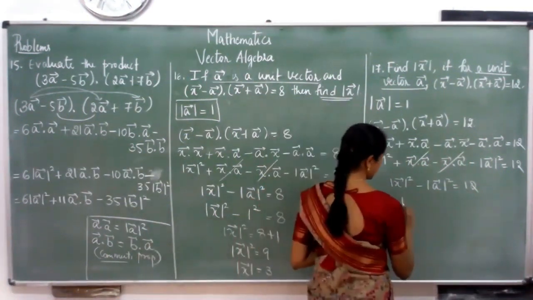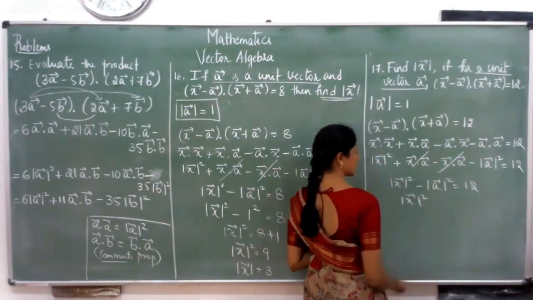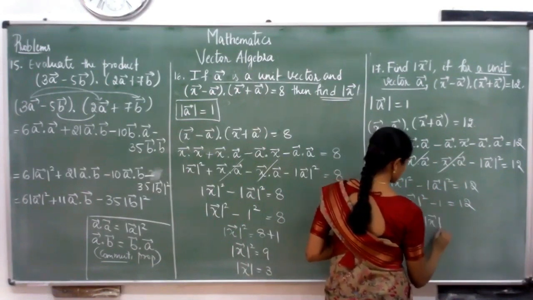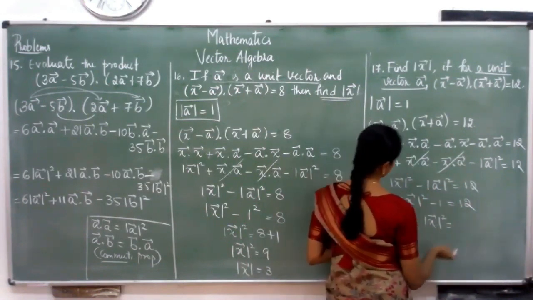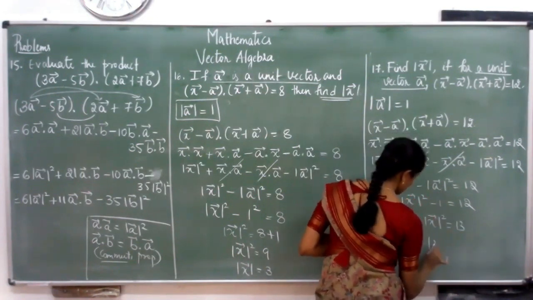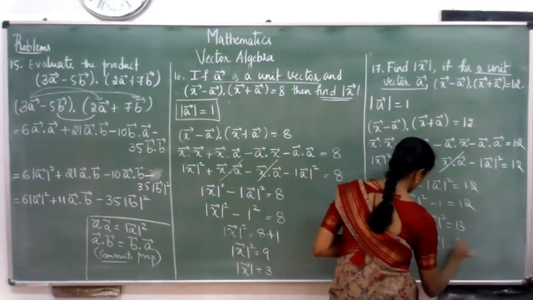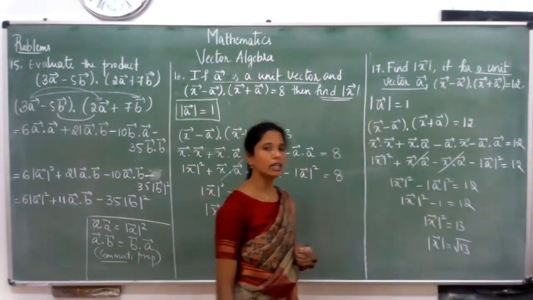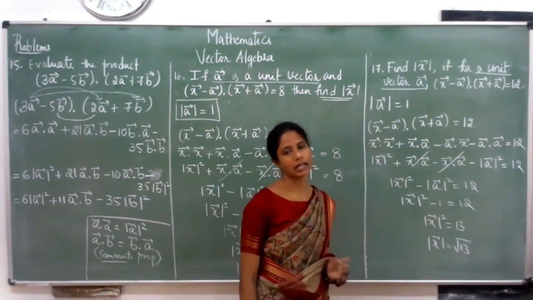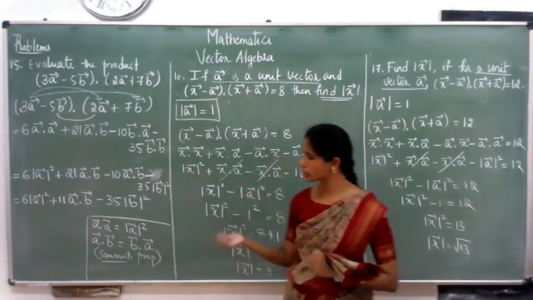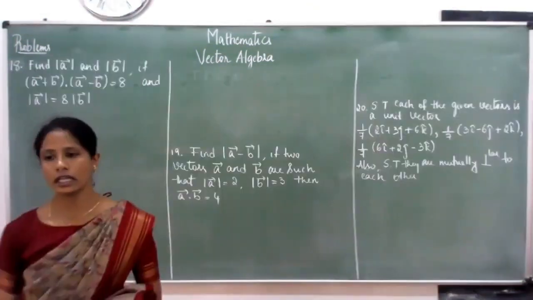So 1 square again is equal to 1. So magnitude of x square minus 1 is equal to 12. So magnitude of vector x whole square is equal to 12 plus 1, 13. So magnitude of vector x will be equal to what? Root 13. Okay, here we are speaking about the magnitude. The magnitude will be always positive. I hope you have understood this problem. Next problem.